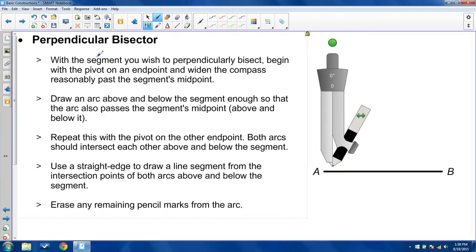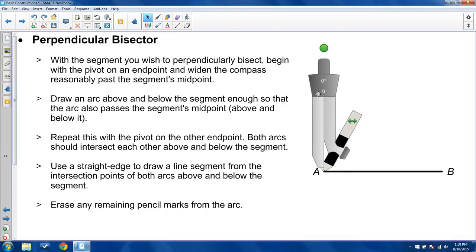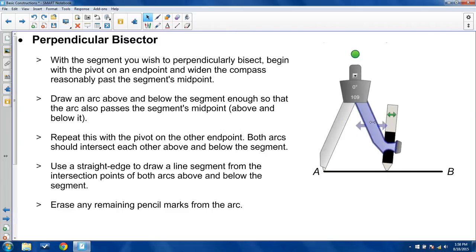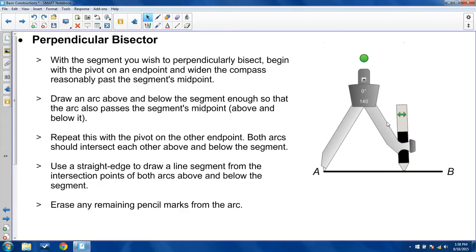Perpendicular bisector. Okay, with the segment you wish to perpendicularly bisect, let's begin with the pivot on an endpoint and widen the compass reasonably past the segment's midpoint. So what I want to do is widen this well enough that I'm past, like this might be about midpoint. I want to go past it. There we go, about right there.